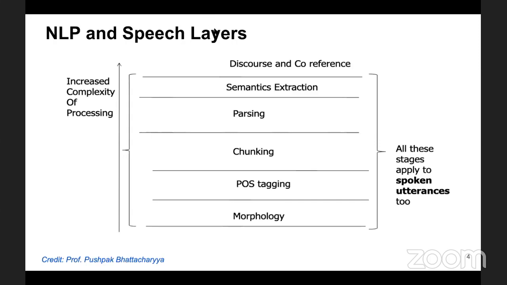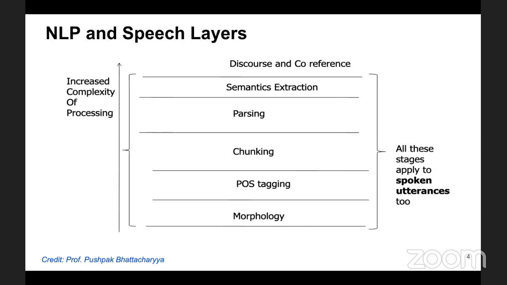Good evening, everyone. I hope I'm audible to everyone. So, if you look at this layer, the bottommost segment is morphology. Then you have POS tagging. Then you have chunking, parsing, semantics extraction, and finally, at the last level, you have discourse and co-reference. Why this layer is put in such a manner is something that I'll try and explain to you.